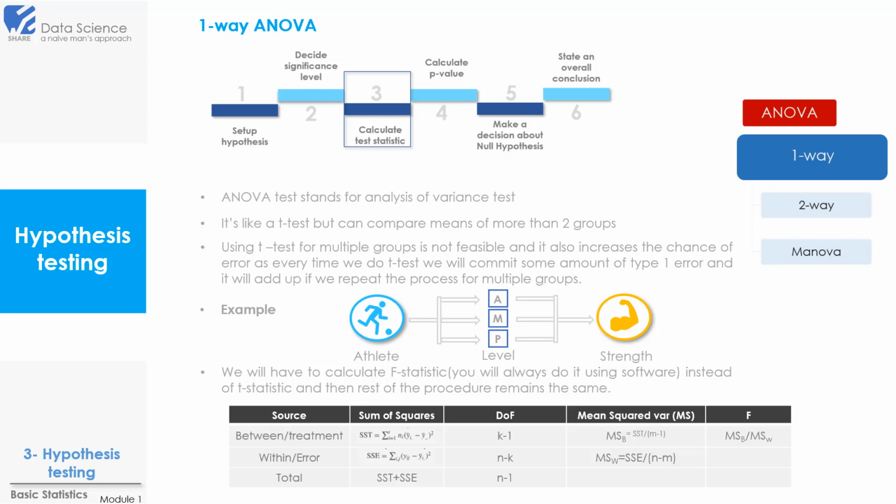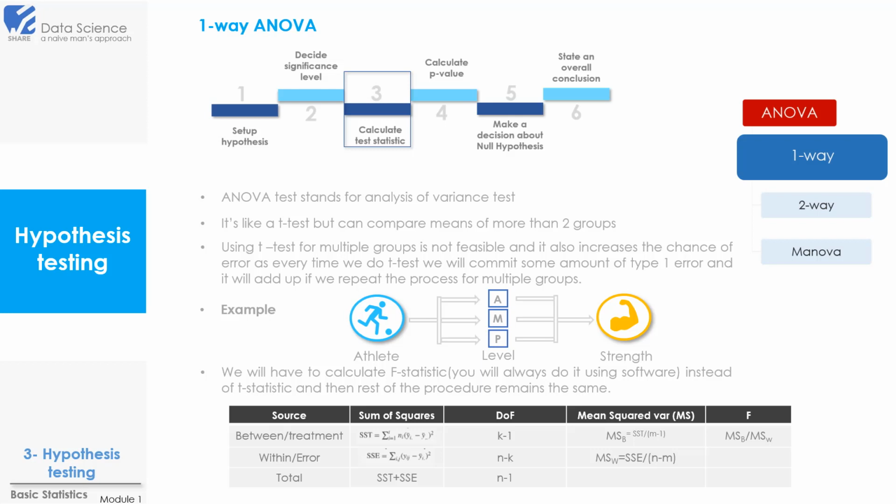So first we calculate the sum of squares. Now there are two types of sum of squares, between the group and within the group. Formula for both the sum of squares shown here. Then in the next step, we'll calculate the degree of freedom. Again, the formula for degree of freedom is shown here.